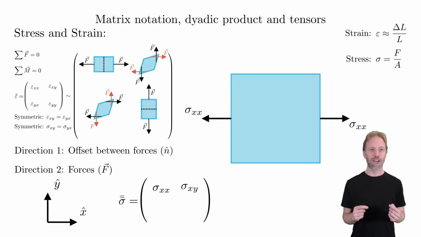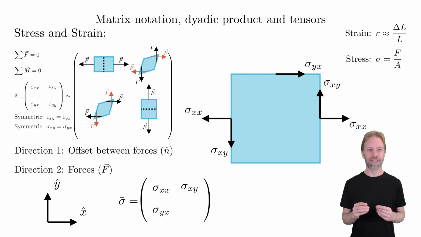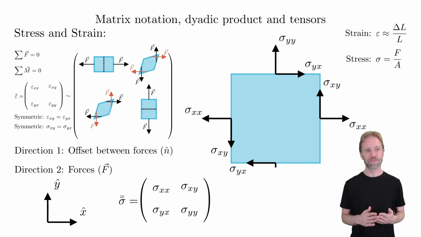The XY term is when we apply the force in the Y direction while keeping the offset in the X direction. The YX term is when we apply the force in the X direction but with the offset in the Y direction. And the YY term is when both the force and the offset are in the Y direction.